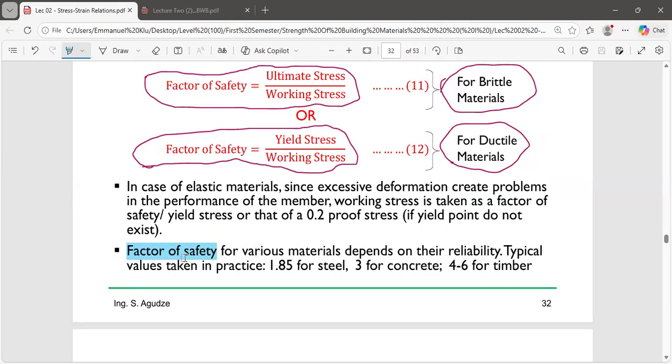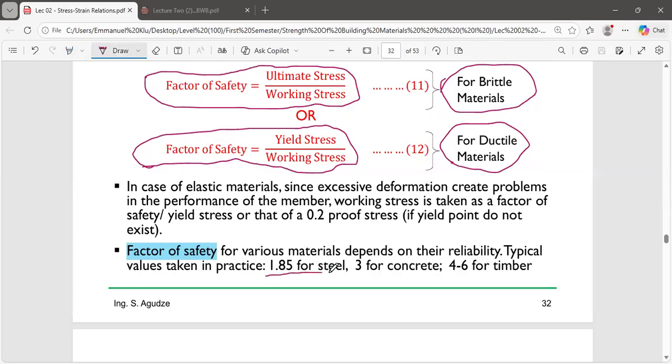They are saying the factor of safety for various materials depends on their reliability. The intensity at which someone can put his or her hope in you is what we call the reliability. So the factor of safety for various materials depends on typical values taken in practice, and these are values that have been tested.